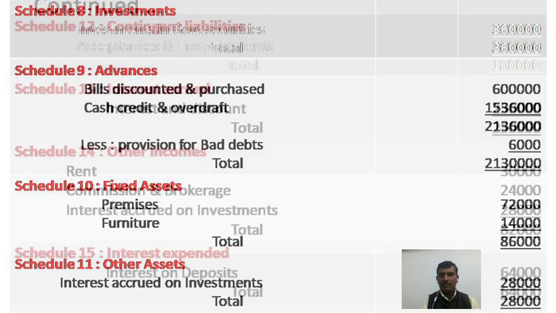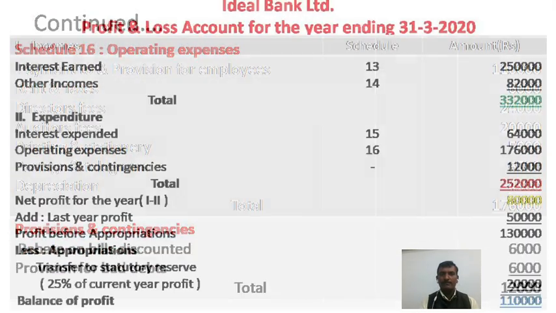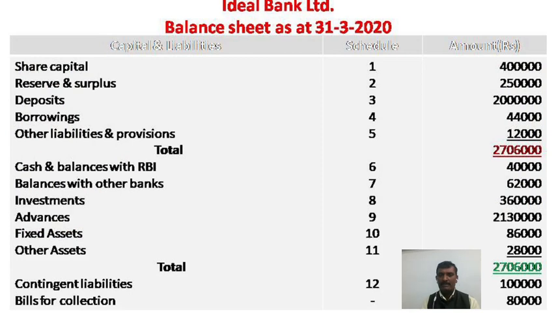Now we have to go for preparing the balance sheet of Ideal Bank Limited. At the top we have to write Ideal Bank Limited, and below that, balance sheet. Now, as per the format, we have to take all the items: share capital, schedule number 1; reserve and surplus, schedule number 2; deposits, schedule number 3; borrowings, schedule number 4; other liabilities and provisions, schedule number 5. The amounts are to be extracted from the schedules we have just prepared. The total of capital and liabilities here is 27,06,000.